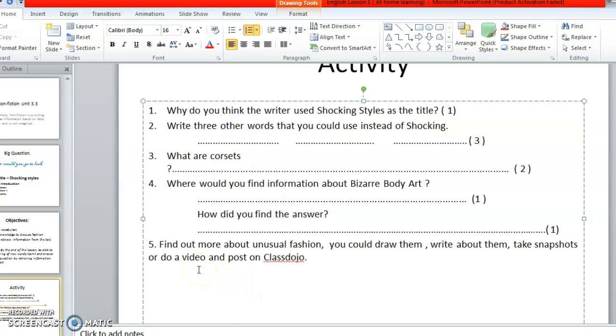Question number 5. Find out more about unusual fashion. You could draw them, write about them, take snapshots, or do a video and post it on Class Dojo. This is going to be the most amazing part of this activity because you could talk to your family, discuss with them, let them tell you about other amazing or unusual fashion that they know, maybe your parents who know more, or you can go to the internet and do some research. And what you find, please be sure to share with me on Class Dojo.